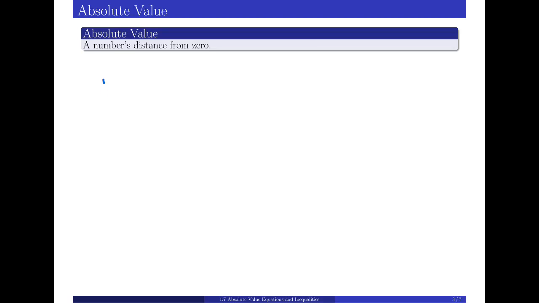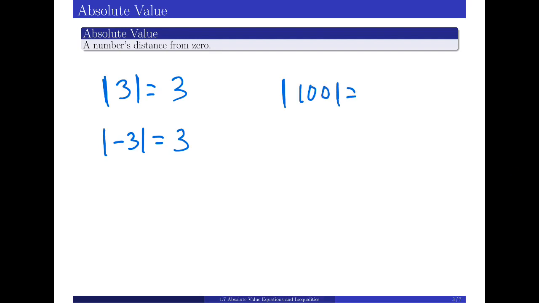So, quick examples, the absolute value of 3 is 3. The absolute value of negative 3 is 3, because both of those numbers are 3 away from 0. Absolute value of 100 is 100. What's the absolute value of negative 100? 100, right? So absolute value, pretty easy to evaluate. But it's important to understand that it's the distance from 0. That's going to help us out in just a little bit.